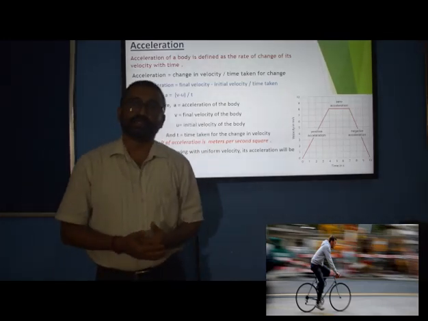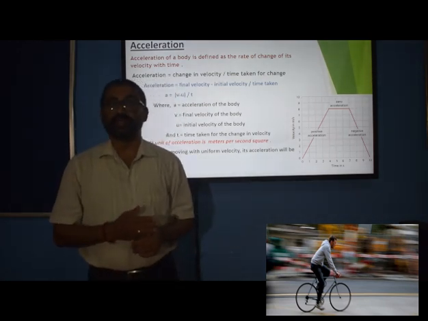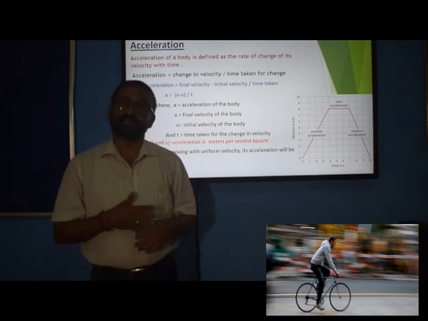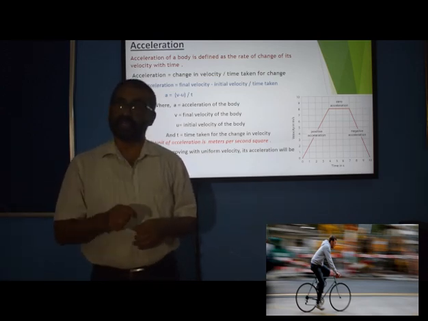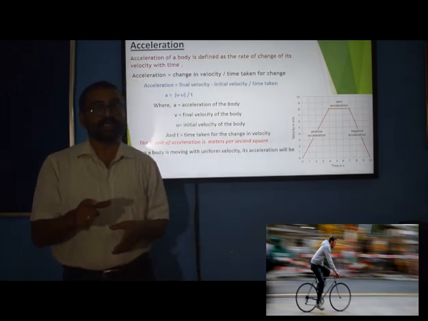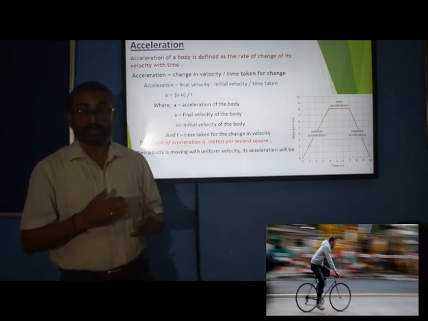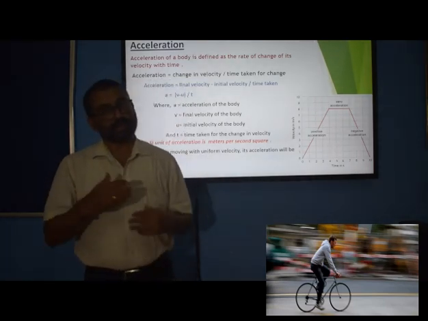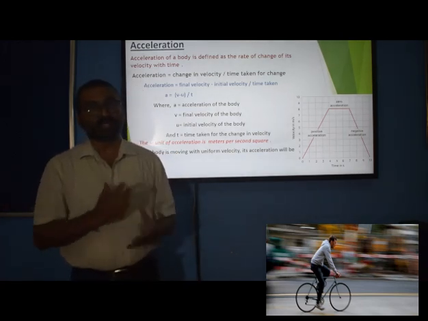Hope, my dear children, you understood the difference between distance, displacement, velocity, speed, acceleration and its different types. Let's recap once again. Distance is the total path length and displacement is the shortest path. Speed is the total distance covered in unit time and velocity is the displacement in unit time. Displacement can be less than distance. Displacement can even be 0 even if there is a distance. So these are the things to be taken care of.